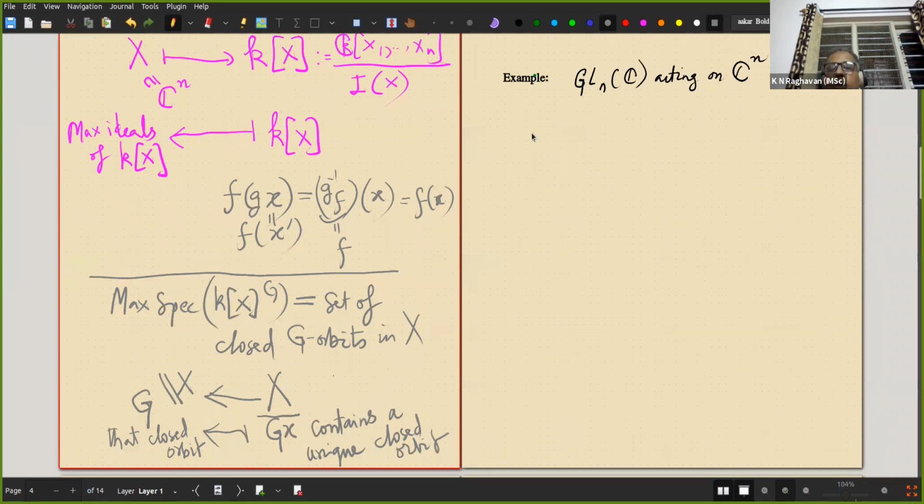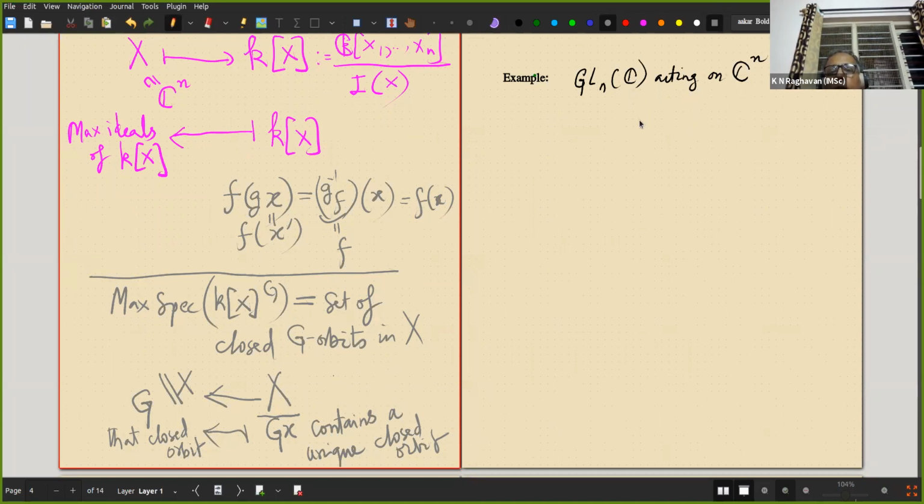GLn of R and C acting on Cn, right? So what are the orbits here? It is transitive on non-zero elements, right? That is, any non-zero vector can be taken to any other non-zero vector by the action of an invertible matrix. Therefore, there is only one closed orbit, namely the 0 point.